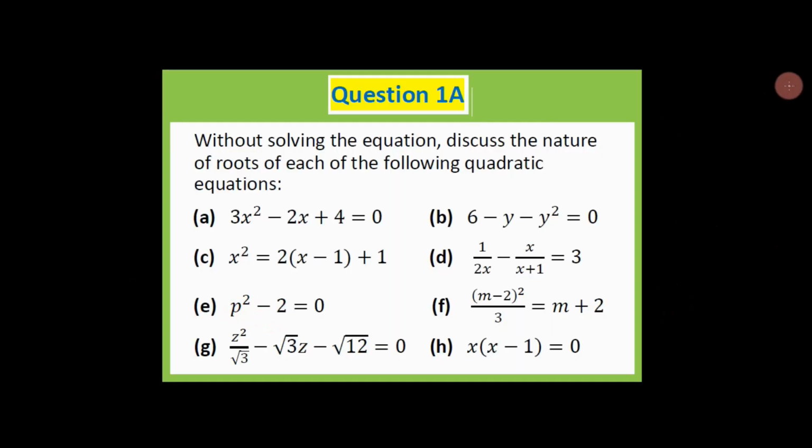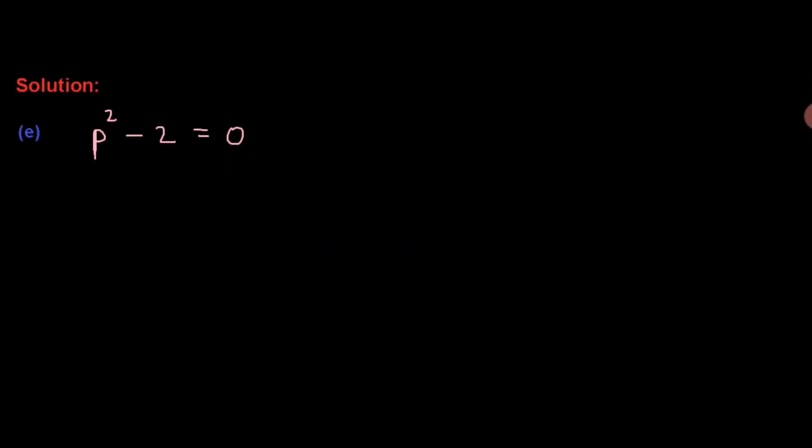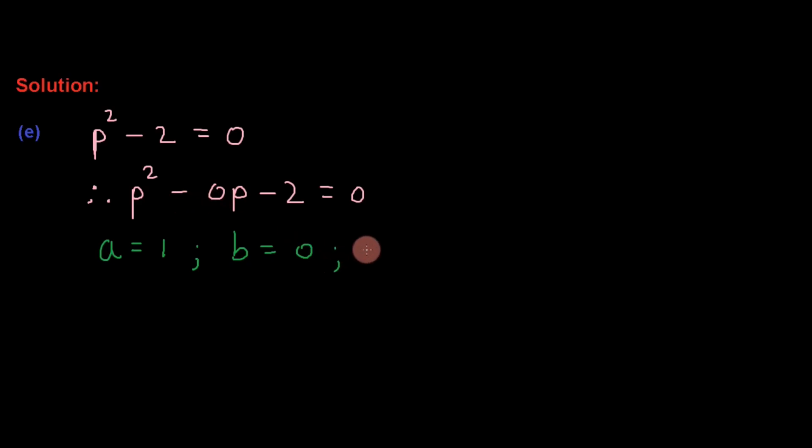Let's look at E. So here we have p squared minus 2 equals 0. I'm going to rewrite this equation in order to illustrate that this is a quadratic equation in standard form. So it will be p squared minus 0p minus 2 equals 0. So now we can write down the values of a, b, and c. A is the p squared coefficient, which is 1. B is the p coefficient, which is negative 0, which of course is the same as 0. And c is the constant, which is negative 2.